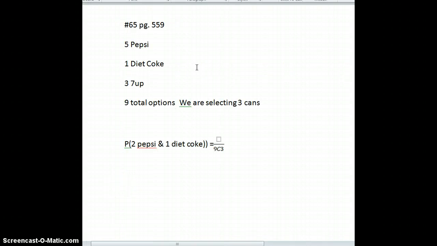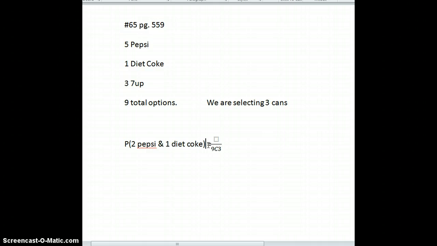For number 65, page 559, the key is there are 9 total cans of Coke, or of pop, and we are selecting 3. So for any of the questions A through G, your bottom number is going to be 9 choose 3, because that is the total number of selections you could make if you're selecting 3 items out of the group of 9. And then the top part is going to be how many ways can you do whatever the question's asking for.